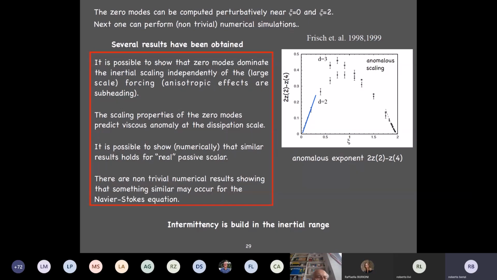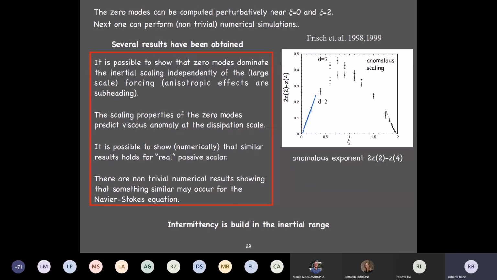Okay, then you can extend this theory, at least numerically, but also with some good theoretical approach, to the real passive scalar, because Kraichnan was dealing with a toy model for the passive scalar. And then there are some non-trivial, although minimal, results concerning that the same is true for the Navier-Stokes equations. So the moral of what we understood so far is that, in fact, in turbulence the intermittency or anomalous scaling is built up in the inertial range.